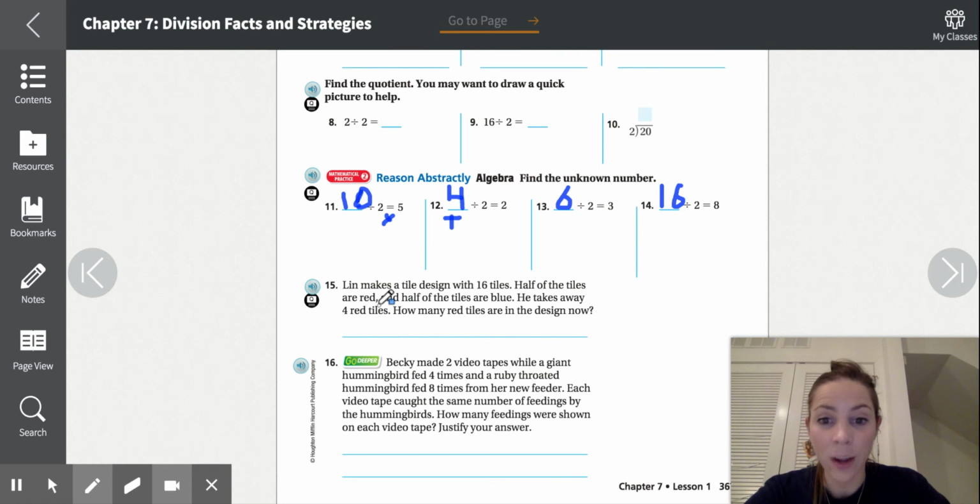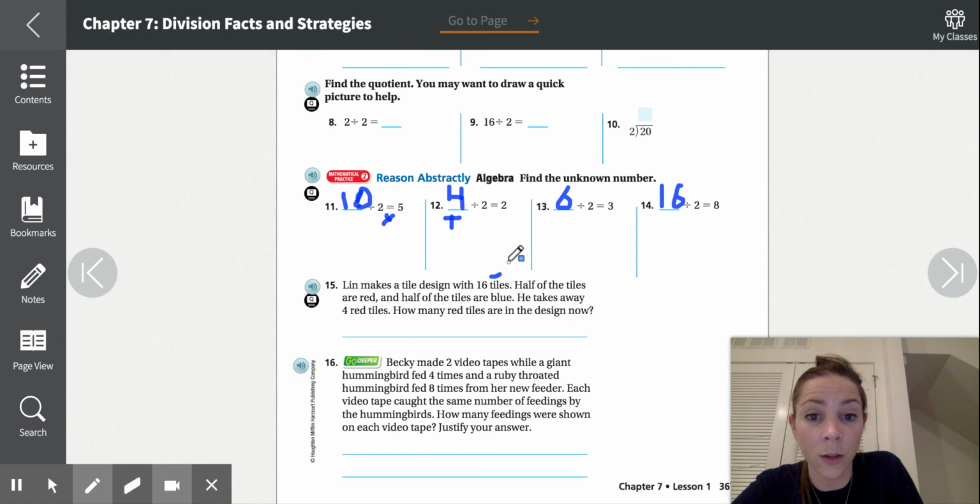All right, let's try a couple word problems here. Lynn makes a tile design with 16 tiles. Half of the tiles are red and half of the tiles are blue. He takes away 4 red tiles. How many red tiles are in the design now? I'm noticing that since there's so many clues, I have a feeling this is going to be a multi-step problem. A lot of you have been getting good at looking for those.